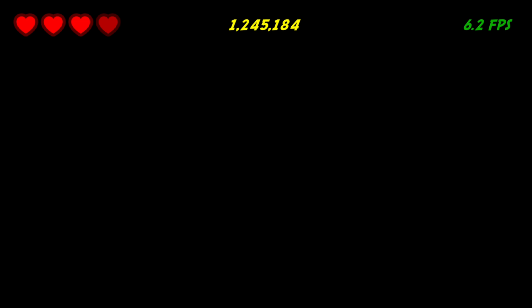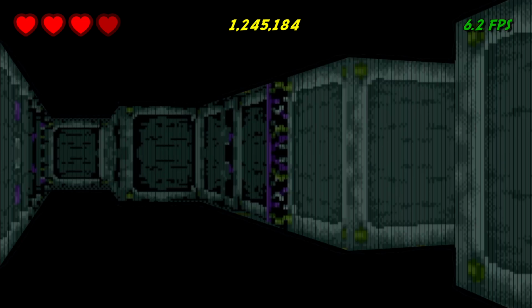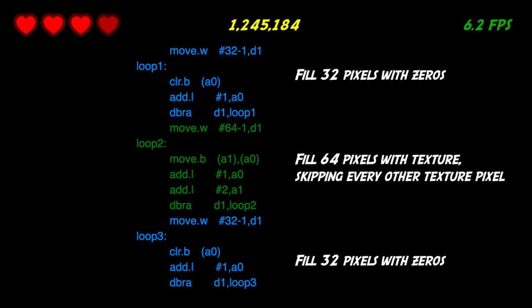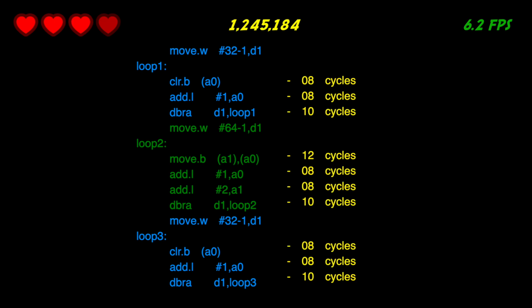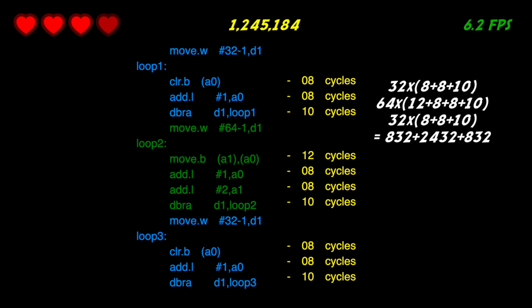Firstly, our code draws all our strips at 100% height, but if you look at this screen, you can see that lots of the space is empty, as the strips are all different lengths. So we can write this code, which fills the first quarter of the screen with space, the next half with 50% scaled texture, and the bottom quarter with space again. When we look at the cycles, we can see that filling the screen with space is quicker than filling it with a texture. So when we do all the maths, we see that it would take 4,096 cycles, which is quicker. So let's see how that affects the frame rate. Good, an improvement, but not nearly enough.